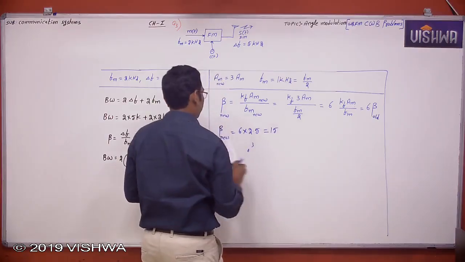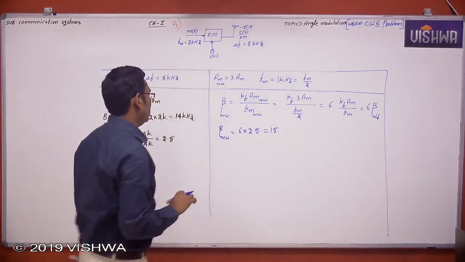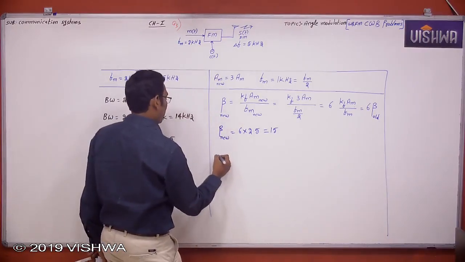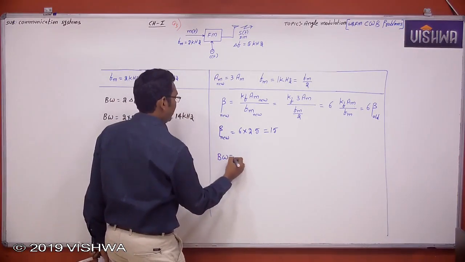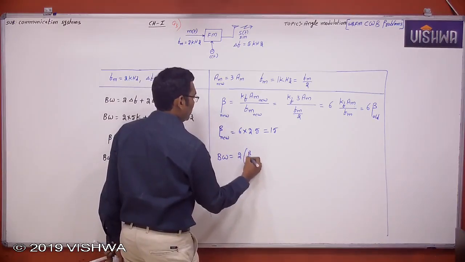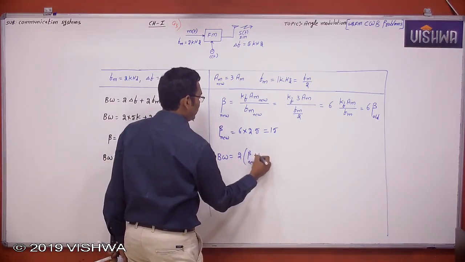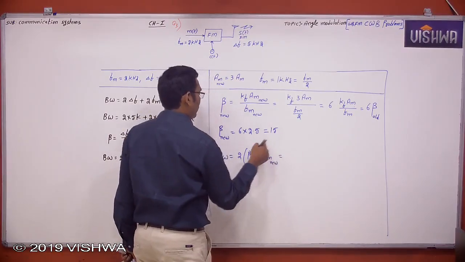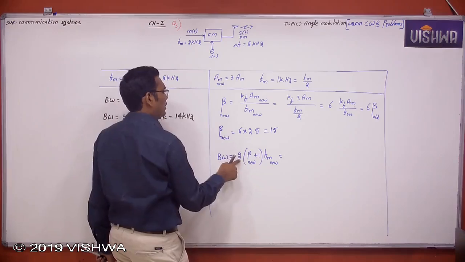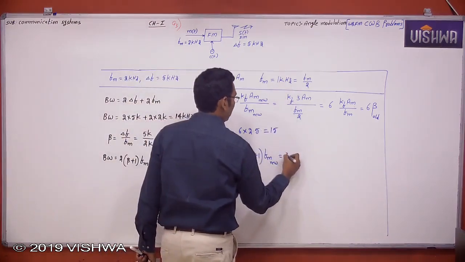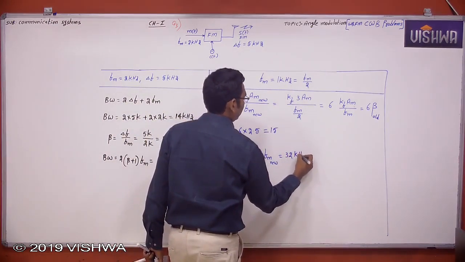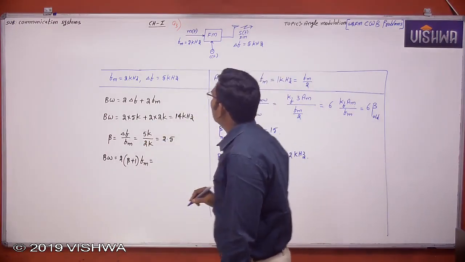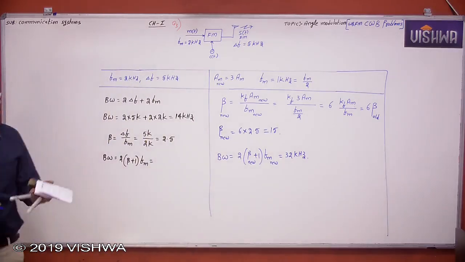Beta new is 15. Now bandwidth is equal to 2 into beta new plus 1 into Fm new, which is equal to 15 plus 1, 16 into 2, 32 into 1, 32 kilohertz. Now this is question number 3.